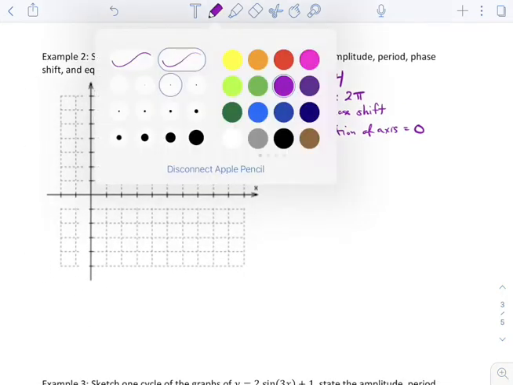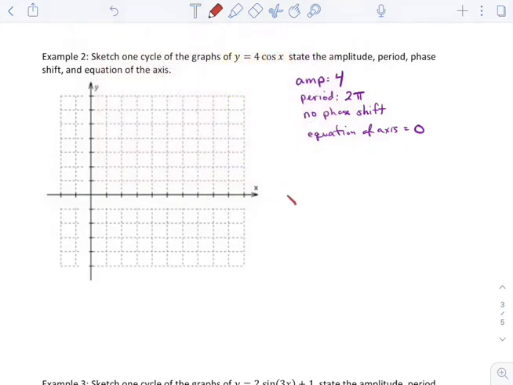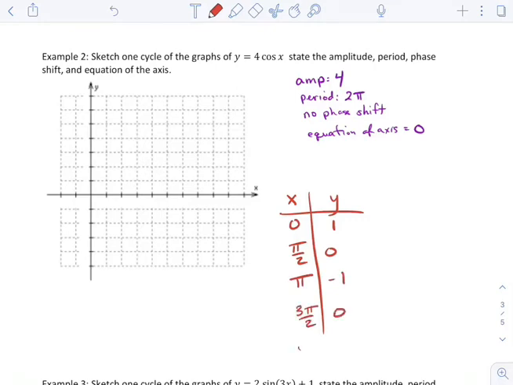So I'm going to use red. We have x and y. We know the cosine graph already. We already wrote it above. 0 and 1. Pi over 2 and 0. Pi and negative 1. 3 pi over 2 and 0. And 2 pi and 1.